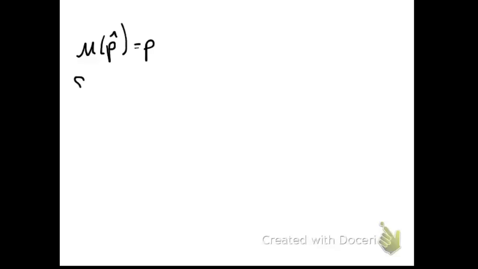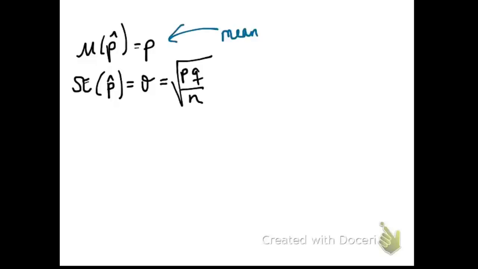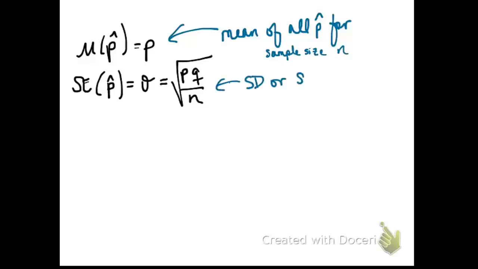Okay, we're still looking at the sampling distribution of proportions, but now we're going to look at confidence intervals. Let's recall that the mean of all sampling proportions is the population proportion, or P, and that the standard error, or standard deviation of P hat, the sample proportion, is the square root of PQ over N.